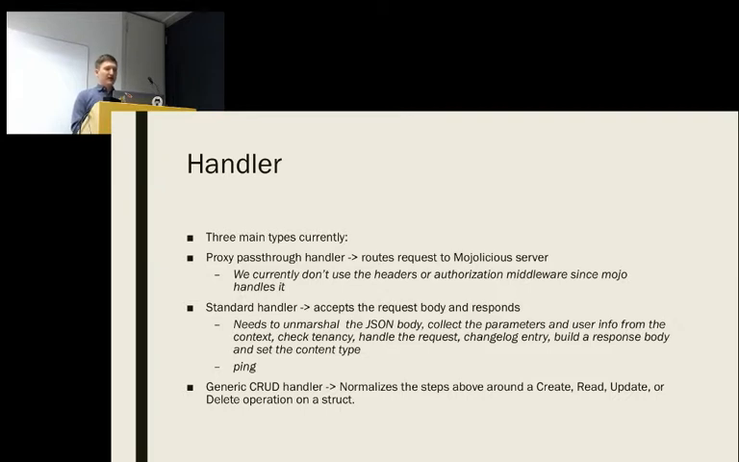So we normalized all the steps that we just went through above in around a create, a read, an update, or a delete operation on a struct. So what that looks like is, the handlers are over here. You define it onto a struct. So the CDN struct gets defined and gets all of these interface methods defined onto it, and then that makes it so you can CRUD a CDN. The interfaces are what we'll look at first.